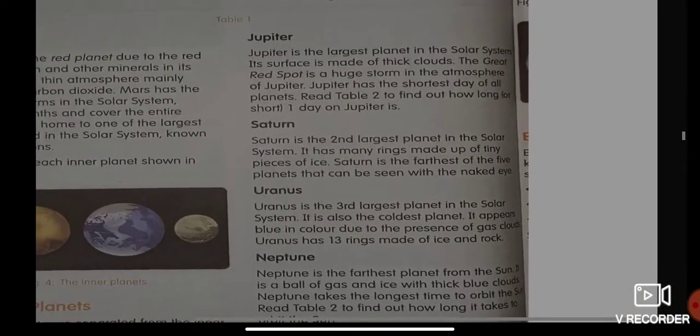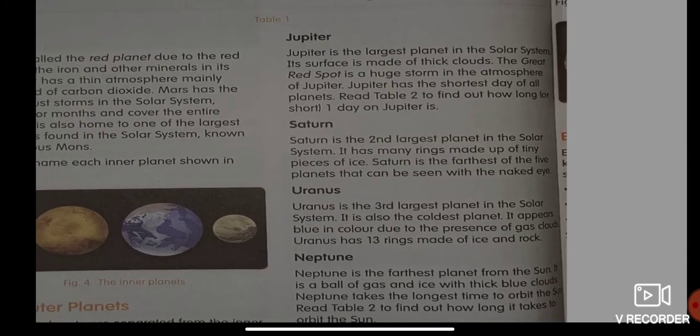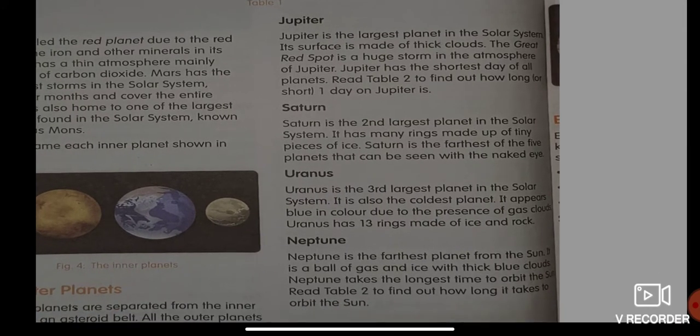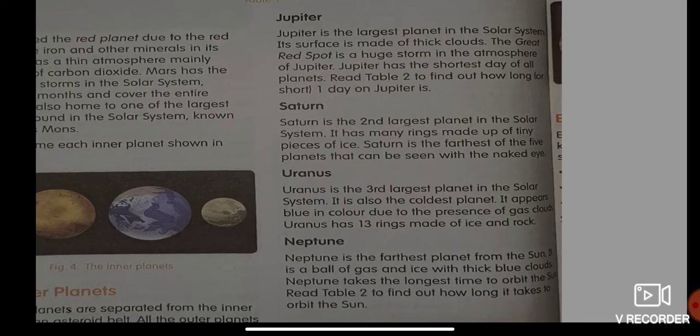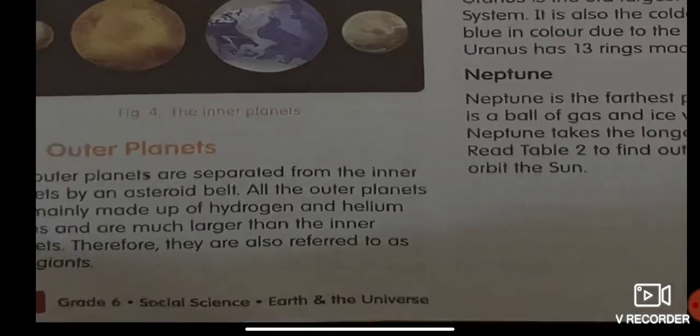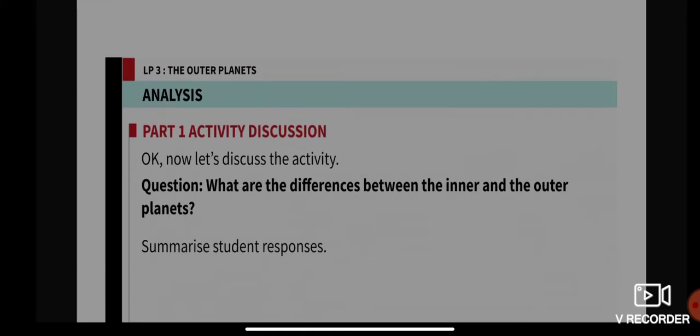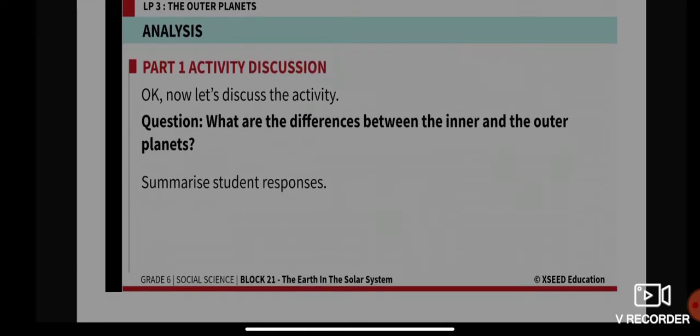Okay, so I want all of you to go through Jupiter, Saturn, Uranus, and Neptune. Alright, please pause the video and then you can go through these 4 points from your textbook as well. On page number 4, you'll find it. Alright, after you are done, here we begin with the activity discussion.